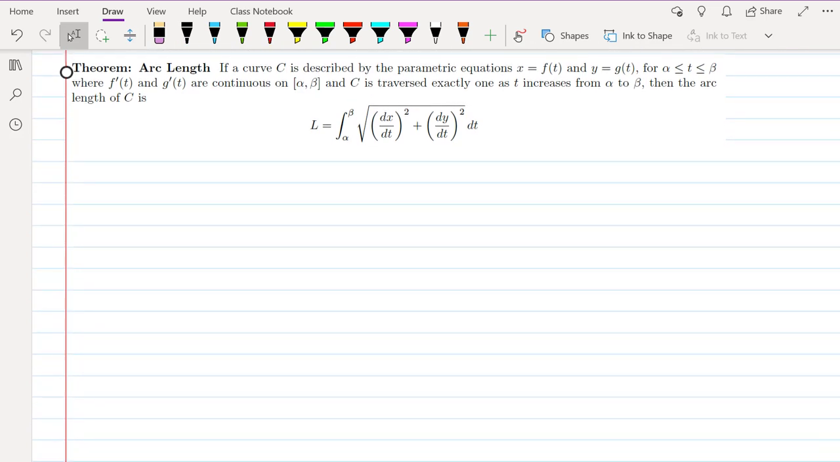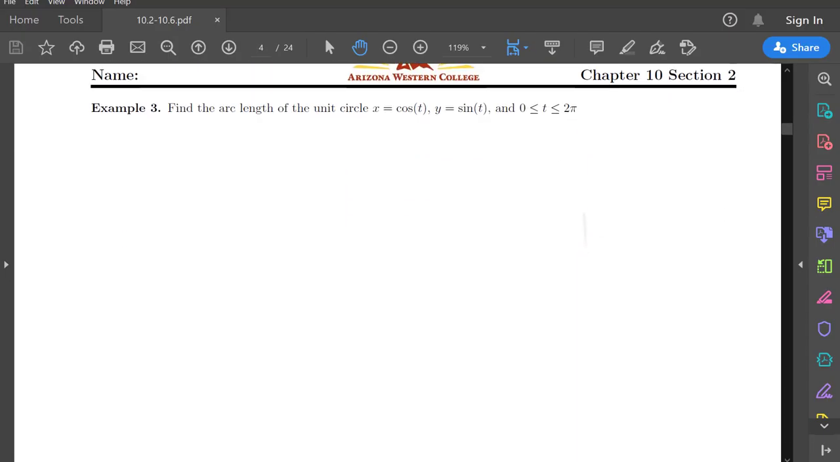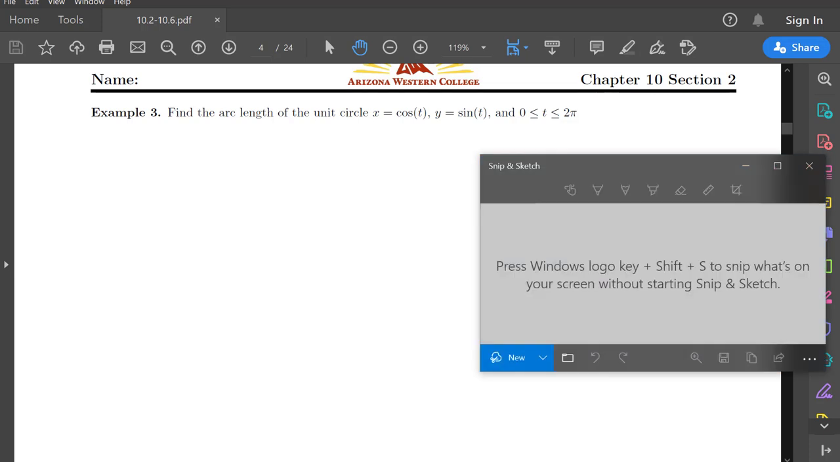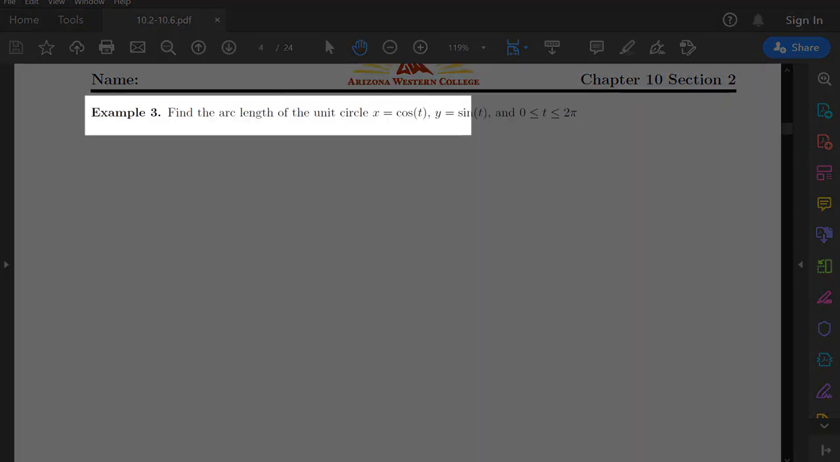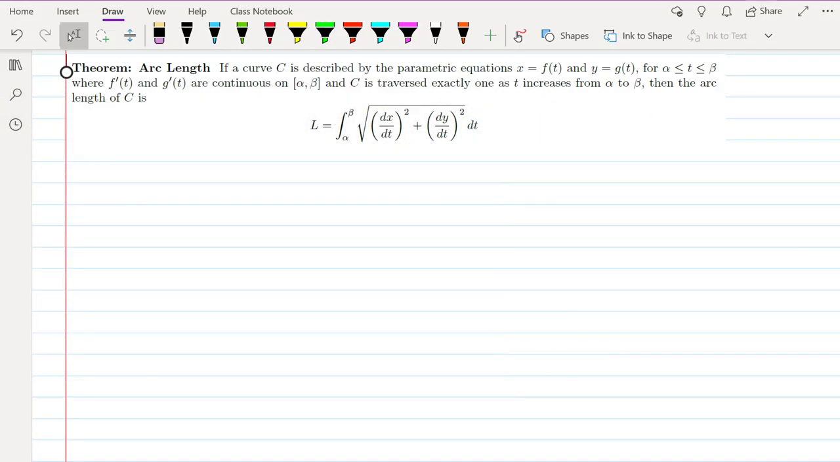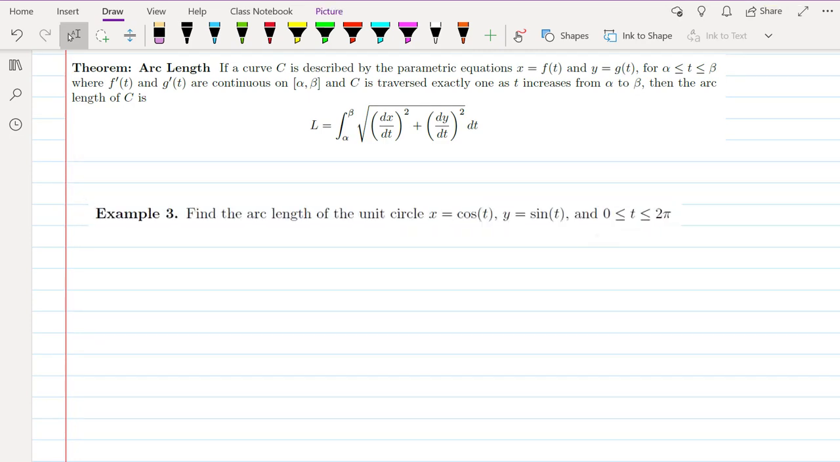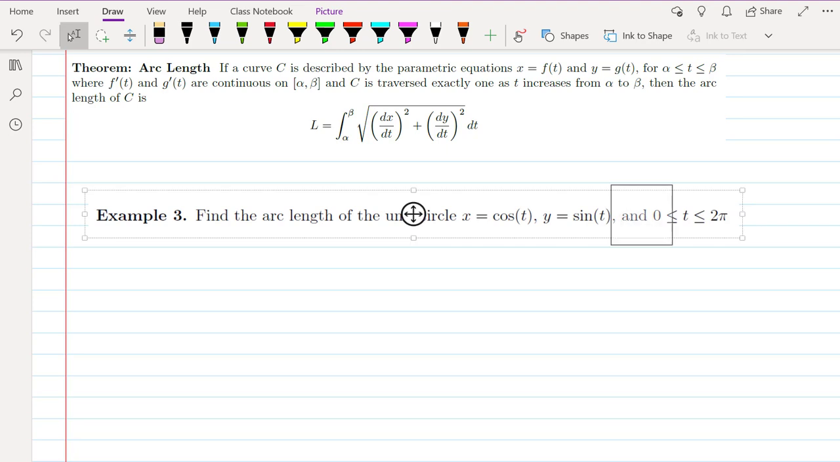All right. So let's go ahead and use this to find our next example. So we wish to find the arc length of the following curve. Find the arc length of the unit circle x equals cosine t and y equals sine t for 0 less than t less than 2 pi.